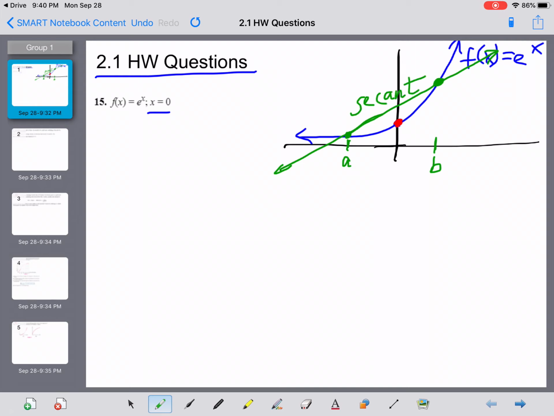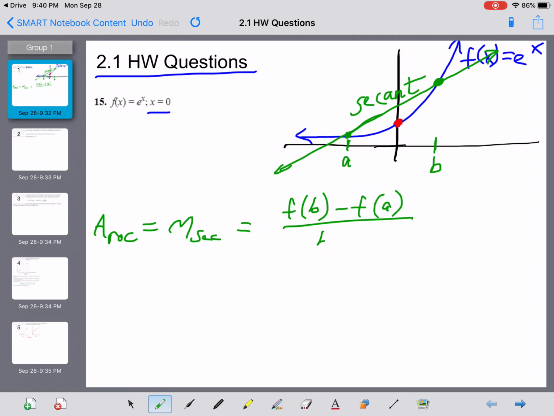And the way we came up with the slope of a secant was simply doing the formula for average rate of change. In fact, let's go ahead and write that down: the formula for average rate of change is the same as the formula for slope of a secant, which was going to be change in y, so f of b minus f of a, all over the change in x, which is b minus a.